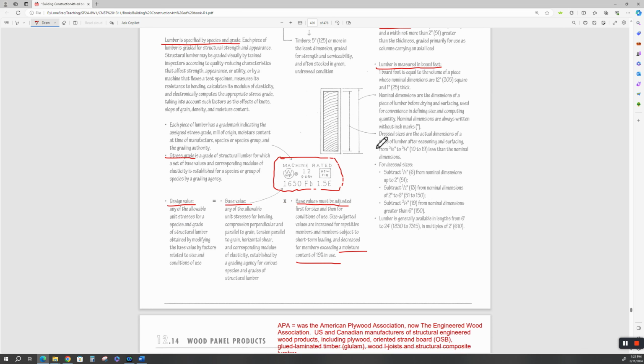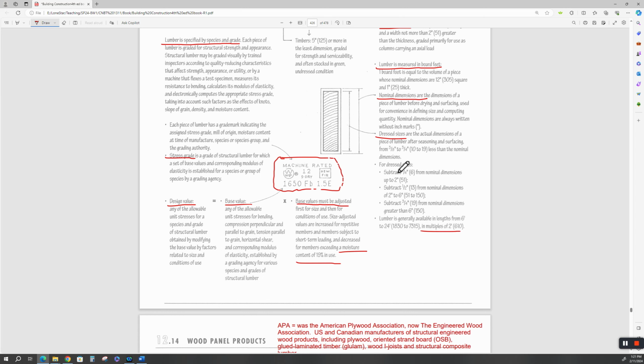All right. Dress size. Your nominal dimensions are the dimensions of a piece of lumber before drying and surfacing. Like a 2x4 is a nominal. But the dress size is the actual dimension of a piece of lumber after seasoning and surfacing. For dress size, you subtract 1/4 inch from nominal dimensions up to 2 inches. You subtract 1/2 inch from nominal dimensions of 2 inches to 6 inches, and subtract 3/4 inch from nominal dimensions greater than 6 inches. Lumber is generally available in lengths from 6 feet to 24 feet in multiples of 2 feet.